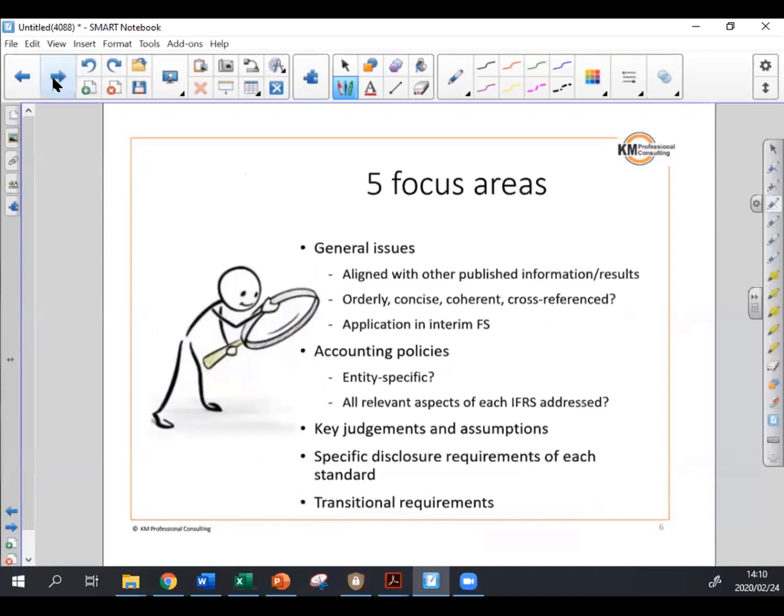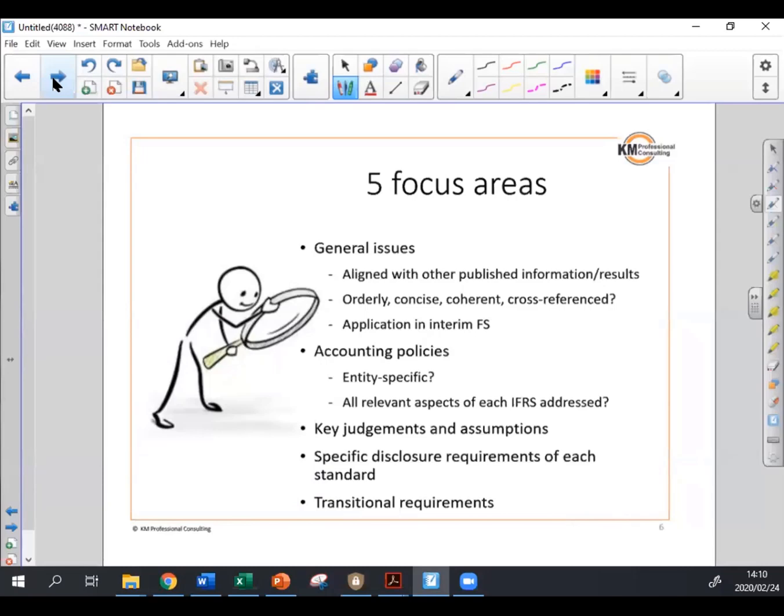So what are the 5 main focus areas of the document? Well, the JSE put them into categories or headings per se called general issues, accounting policies, key judgments and assumptions. They dealt then with the specific disclosure requirements of each standard respectively, and the transitional requirements. So the transition requirements, obviously as an overarching concept, what was missing, but also addressing in individual aspects per standard.